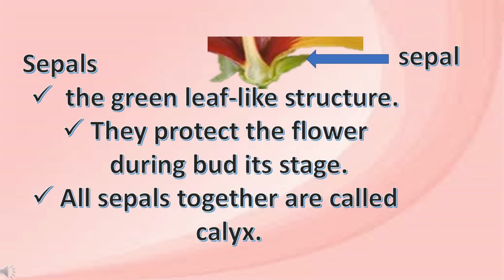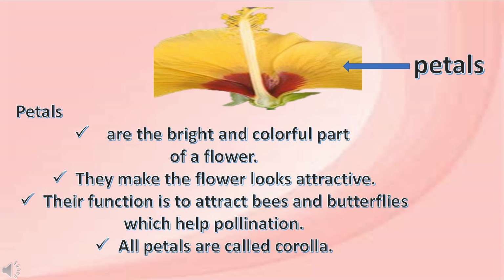Sepal. Sepals are the green leaf-like structures that protect the flower during the bud stage. All sepals together are called calyx. Petals. Petals are the bright and colorful part of the flower. They make the flower look attractive. Their function is to attract bees and butterflies which help pollination. All petals are called corolla.